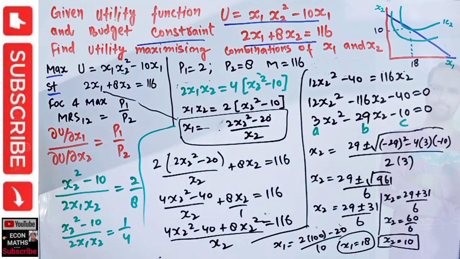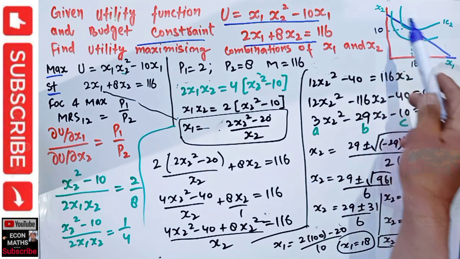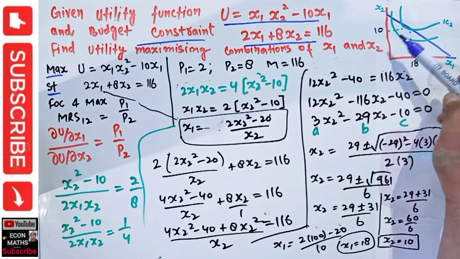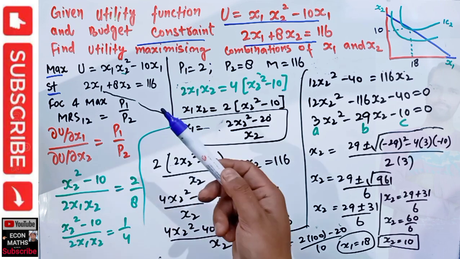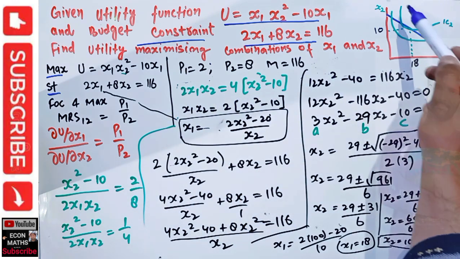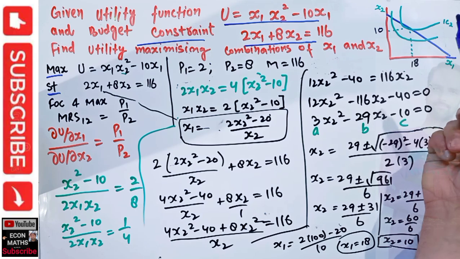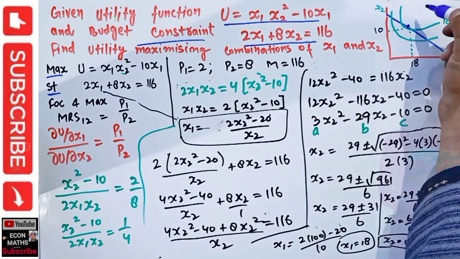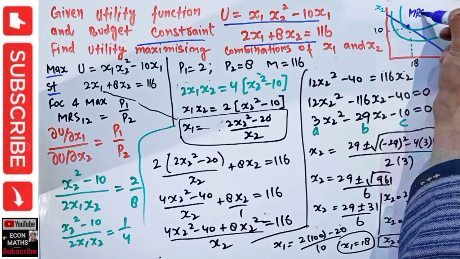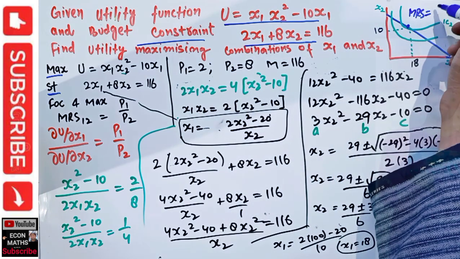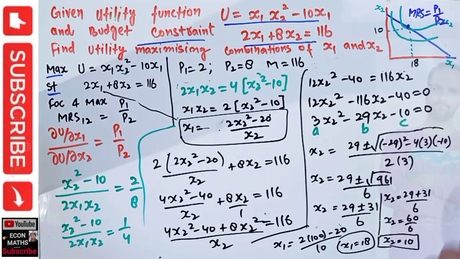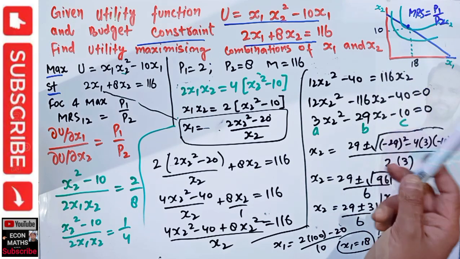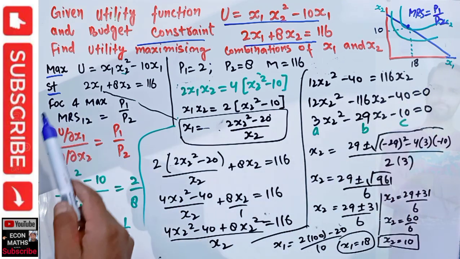Now, given the budget constraint, this line, the consumer wants to reach the highest possible indifference curve, and the optimal bundle will lie at a point where the indifference curve and budget line are tangent to each other. Let us say this is the point, where our marginal rate of substitution between good x1 and x2 is equal to the ratio of the prices, p1 upon p2. This condition is fulfilled at the tangency between the indifference curve and the budget line. That's what I have written here.